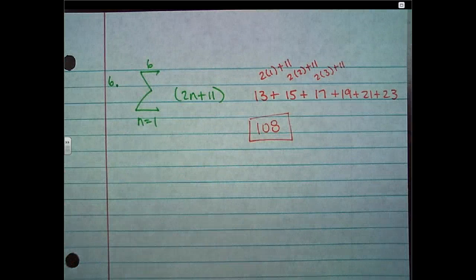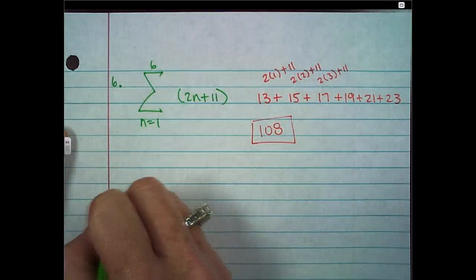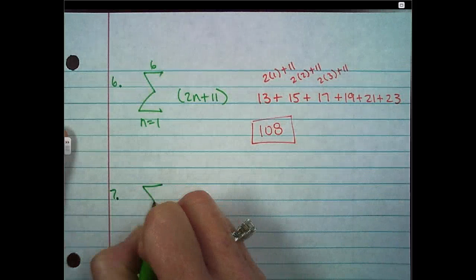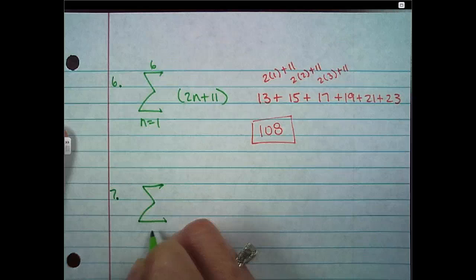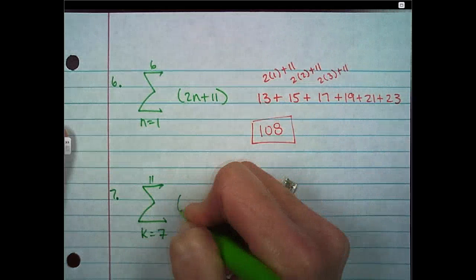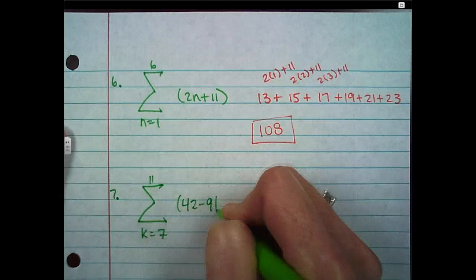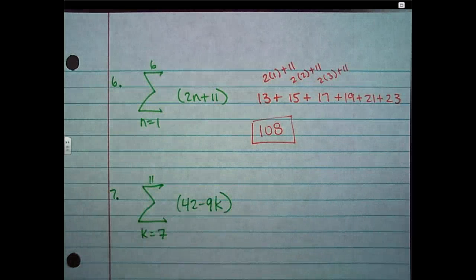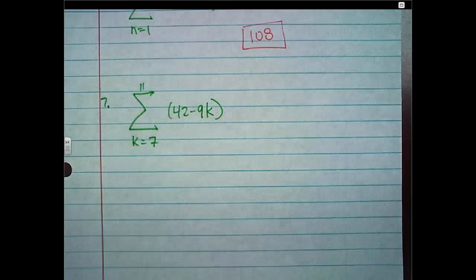Okay, try another one like it. k equals 7 through 11, and the rule this time is 42 minus 9k. 42 minus 9k. And I want the sum of 7 through 11. So you're going to input 7, 8, 9, 10, and 11. Just 5 terms.